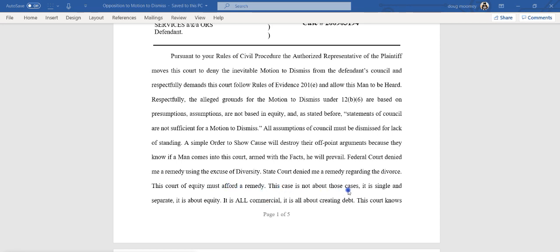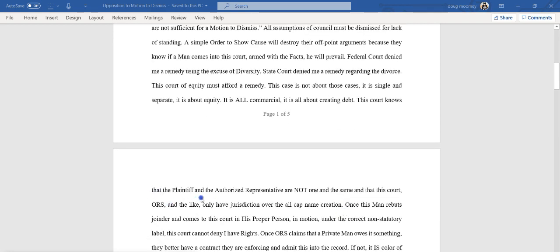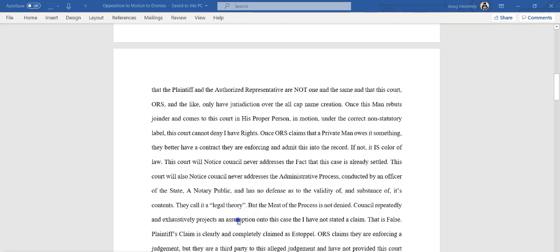This case is not about those cases. It is single and separate. It is about equity. It is all commercial. It is all about creating debt. This court knows that the plaintiff and the authorized representative are not one and the same, and that this court, ORS and the like, only have jurisdiction over the all cap name creation. Once this man rebuts joinder and comes to this court in his proper person, in motion, under the correct non-statutory label, this court cannot deny I have rights.